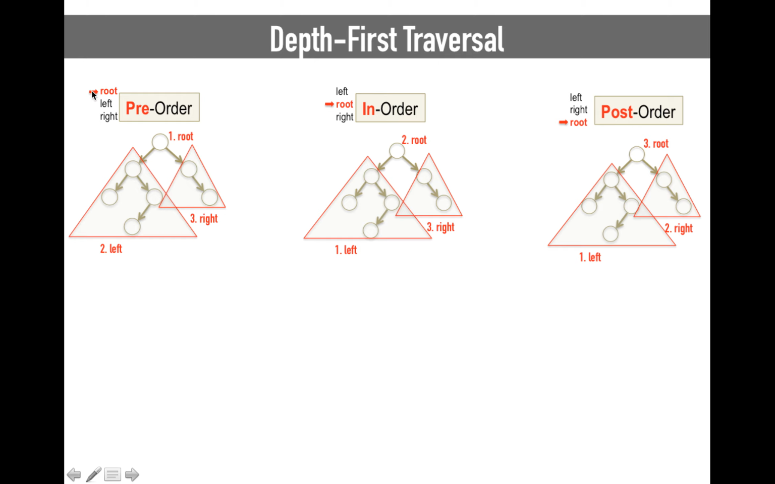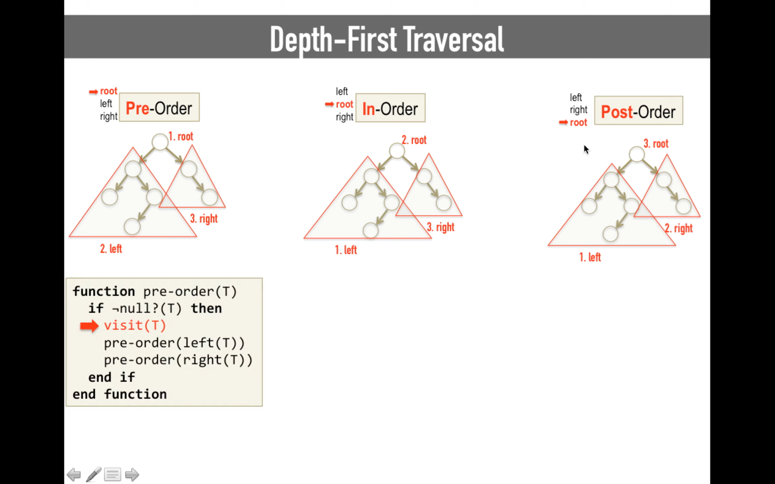If the root is the first node you visit, this is pre-order because the root precedes everything else. And then you go for the left and the right subtrees. If it's in-order, the root is in the middle. So you go first for the left, then for the root, then for the right subtree. And if it's post-order, the root is posterior to everything, goes after everything. So you go first for the left tree, right tree, and then the root.